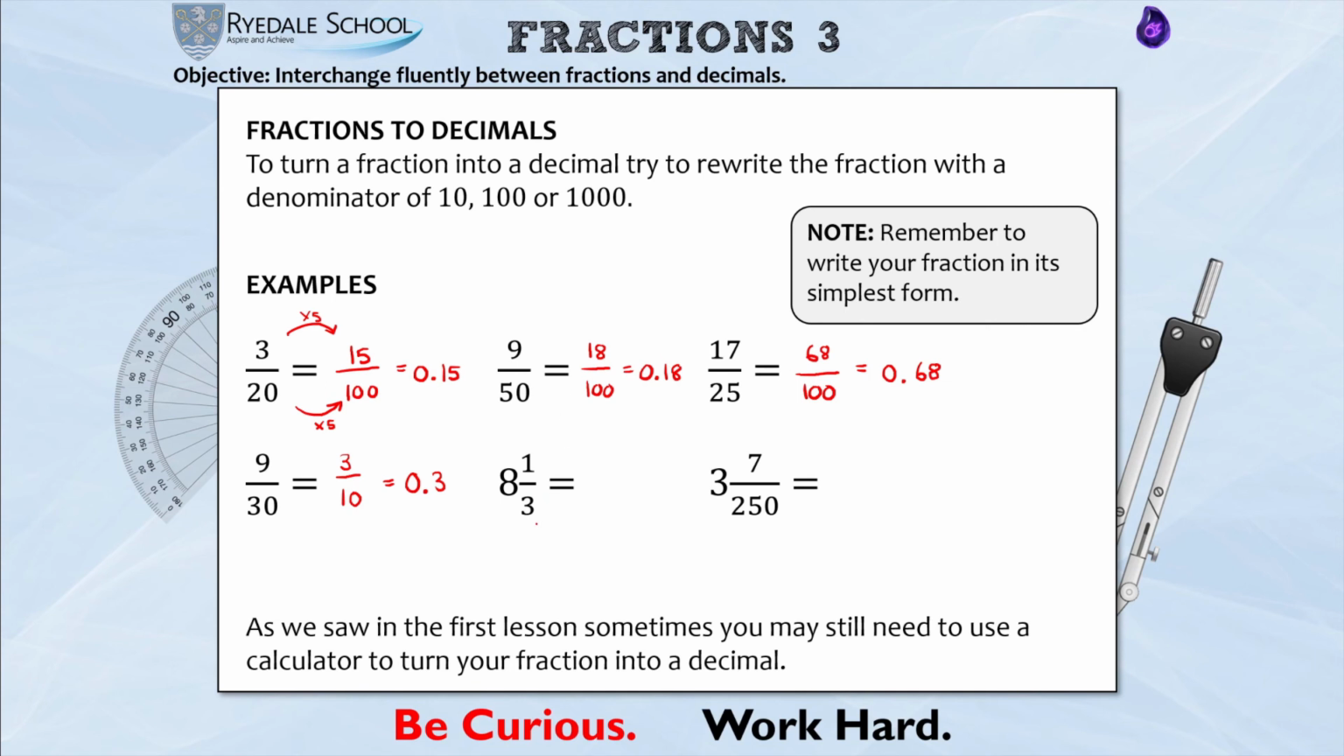8 and 1/3. Well, hang on a second. A third is one that we know. So I don't need to mess around. 8 whole ones still, and a third is 0.3 recurring. So I can write it as 8.3 with a dot on the 3.